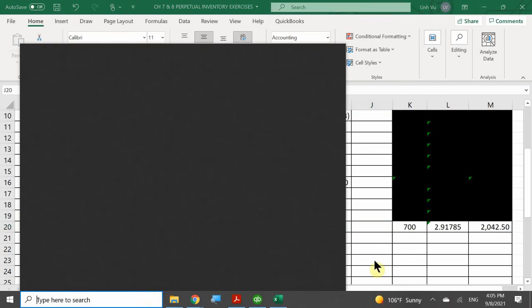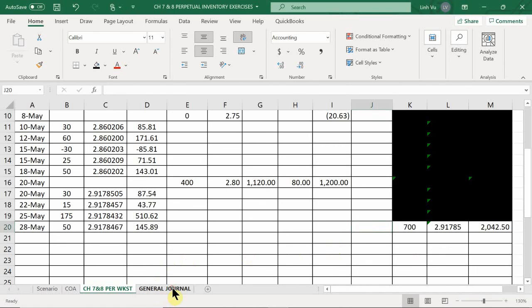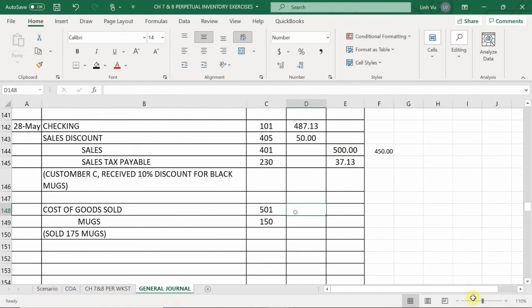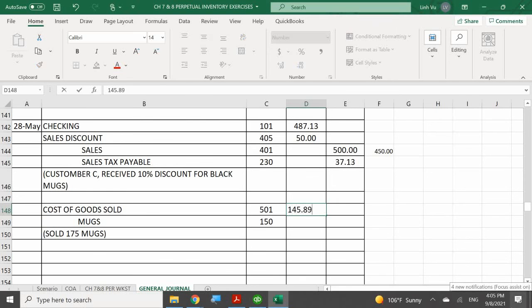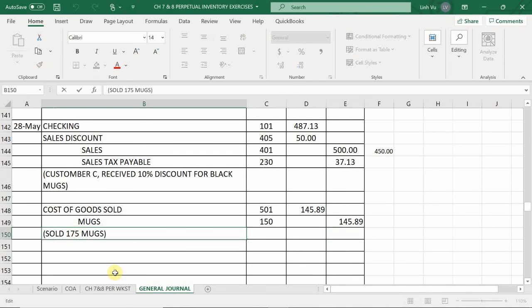So journal $145.89. And here we sold 50 black mugs.